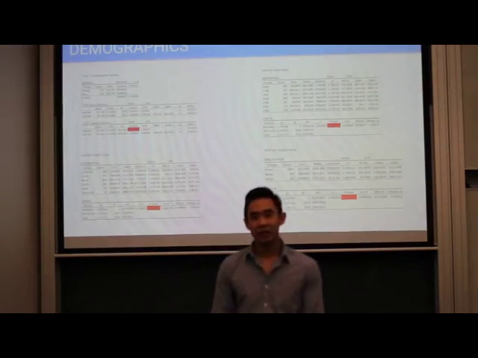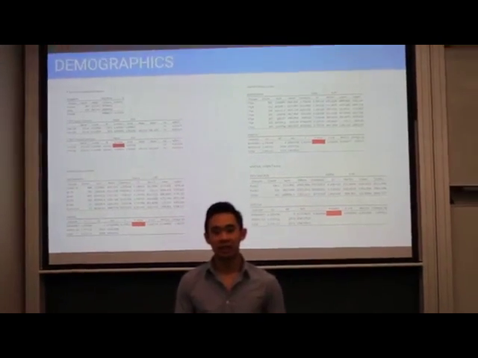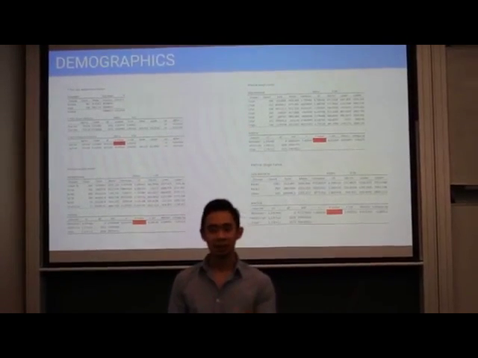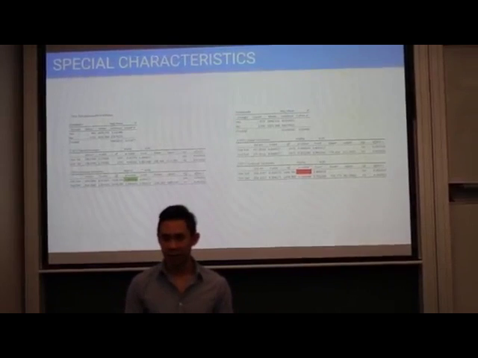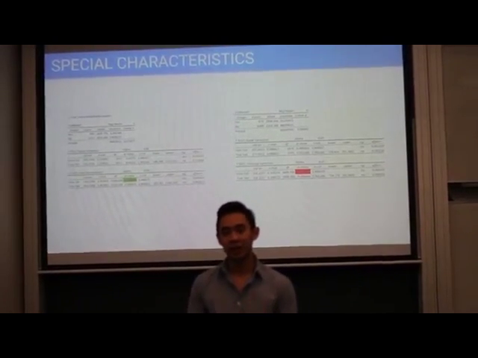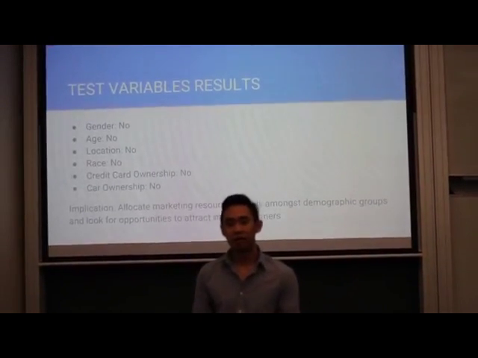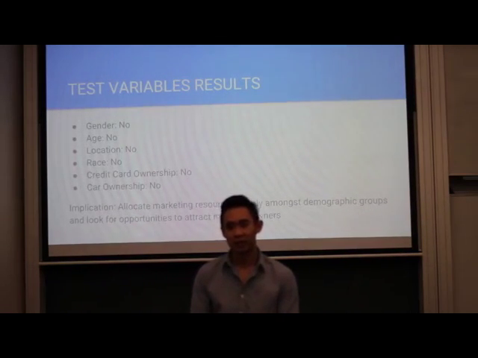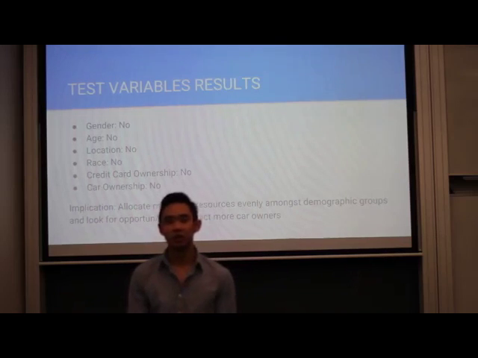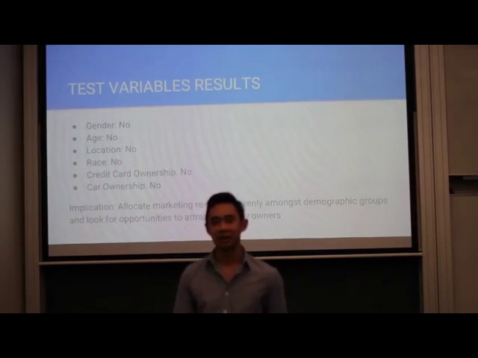As you can see for the demographics, all the p-values are larger than 0.05, meaning that there is no difference. But for the special characteristics, although there's no difference between credit card users, there is a difference between car users. So what does this mean? Well, first of all, marketing resources should be allocated evenly towards the different demographic groups, but there is a potential to attract valuable customers in that of car owners.